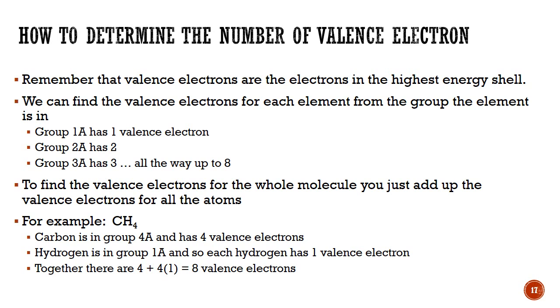So if you want to find out the number of valence electrons that a molecule has, you just add them up. So for example, CH4, we would look at carbon. Carbon has 4 valence electrons because it's in group 4A. Hydrogen is in group 1A, so each hydrogen has 1 valence electron. So if we add them all up, we have 4 plus another 4, or 8 valence electrons in this molecule.